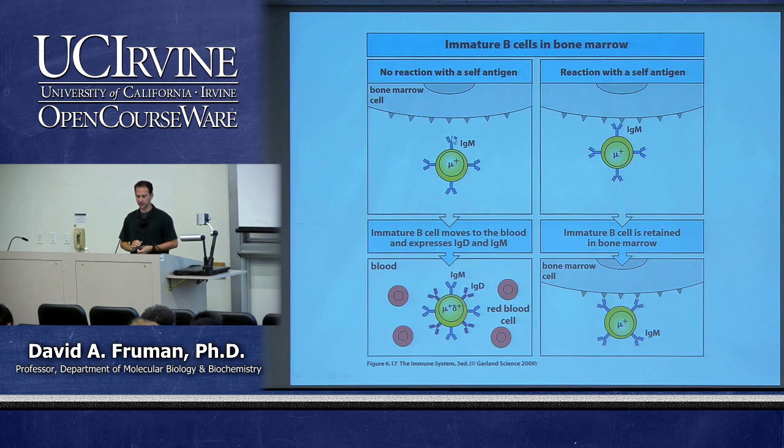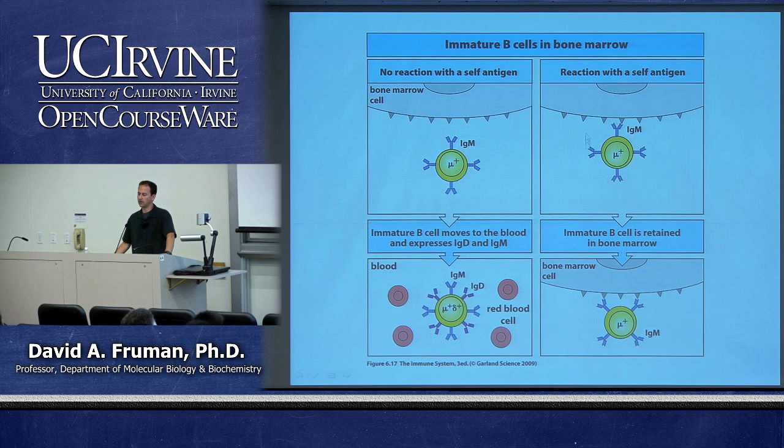So starting with figure 6.17, it just gives you the general concept for what happens when you have reaction with a self-antigen. If there's no reaction, you have an immature B cell in the bone marrow. It does not detect any self-reactivity. It will move to the blood and the spleen and start to recirculate. And at that point, it will express IgD and IgM through alternative splicing and then go around looking for foreign antigens as a mature B cell.